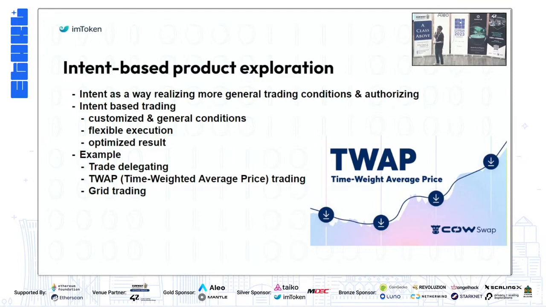The example is like you can delegate part of your asset to a professional trader, but you can specify the condition. For example, the maximum or the minimum price you are going to accept. So it's like, for example, grid trading. Also, you can achieve TWAP trading, like CoWSwap did using their system. They can now support TWAP trading, which combines multiple trades over a certain duration, not just a one-time swap.